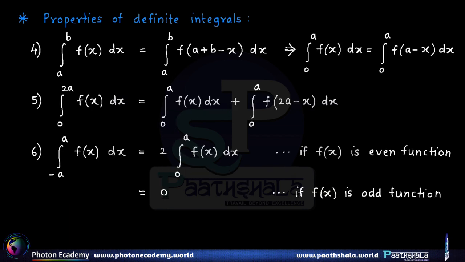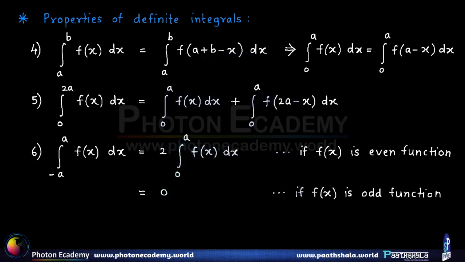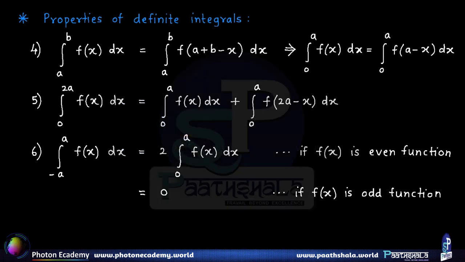And next property, the fourth property is integral of f of x from a to b is equal to integral of f of a plus b minus x from a to b, and that gives us a special case or a corollary that integral of f of x from 0 to a is equal to integral of f of a minus x from 0 to a. In the fifth property we saw that integral of f of x from 0 to 2a can be written down as a sum of two integrals, in which the first is integral of f of x from 0 to a and the second is integral of f of 2a minus x from 0 to a.